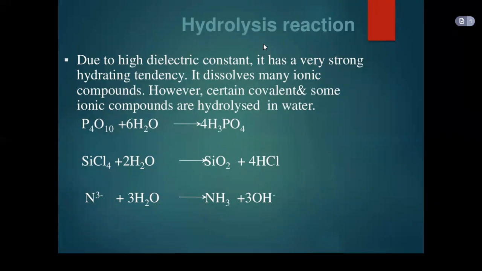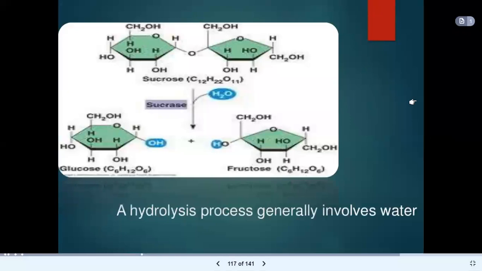Let's take examples. P4O10, when mixed with water, gives H3PO4. SiCl4, when mixed with water, gives SiO2 plus HCl. When nitride is mixed with the water molecule, you get ammonia and OH negative ion. So it can dissolve covalent as well as ionic compounds. This is considered the universal dipolar solvent, because all ionic and covalent compounds can mix easily with water. It can dissolve each and everything.